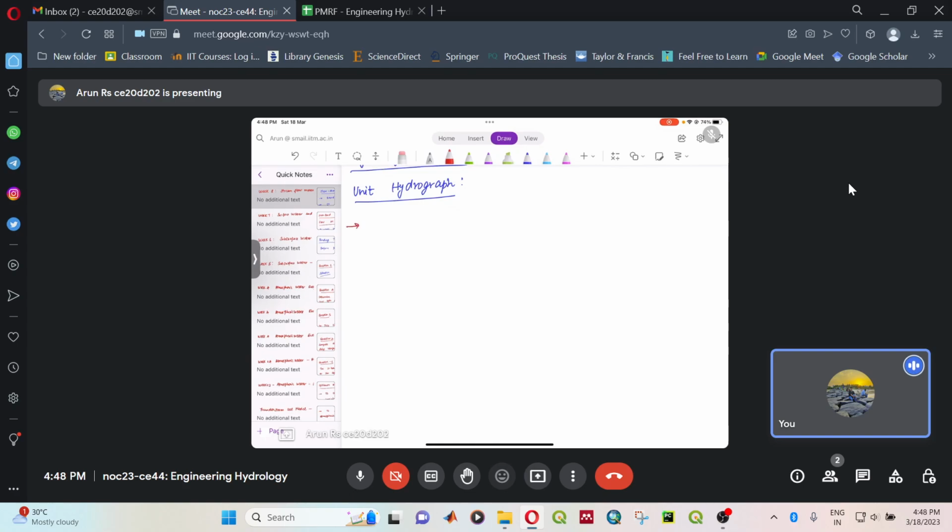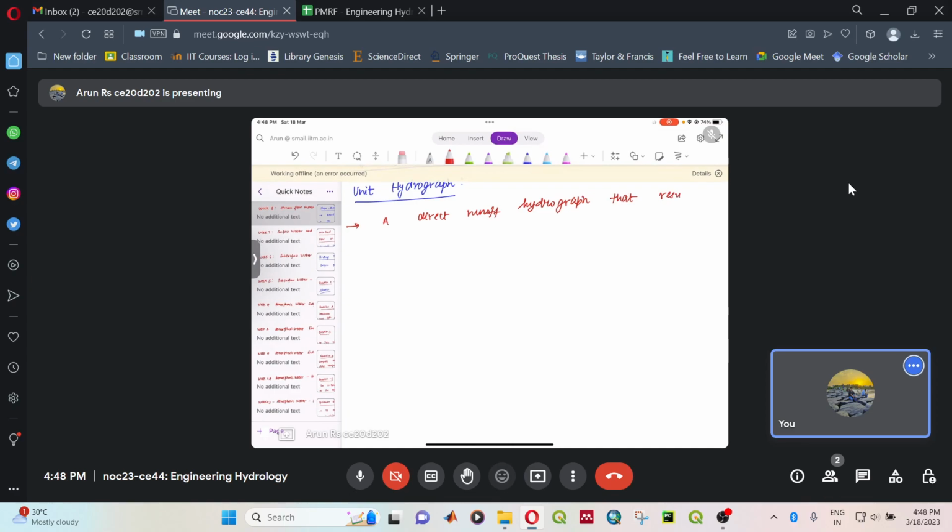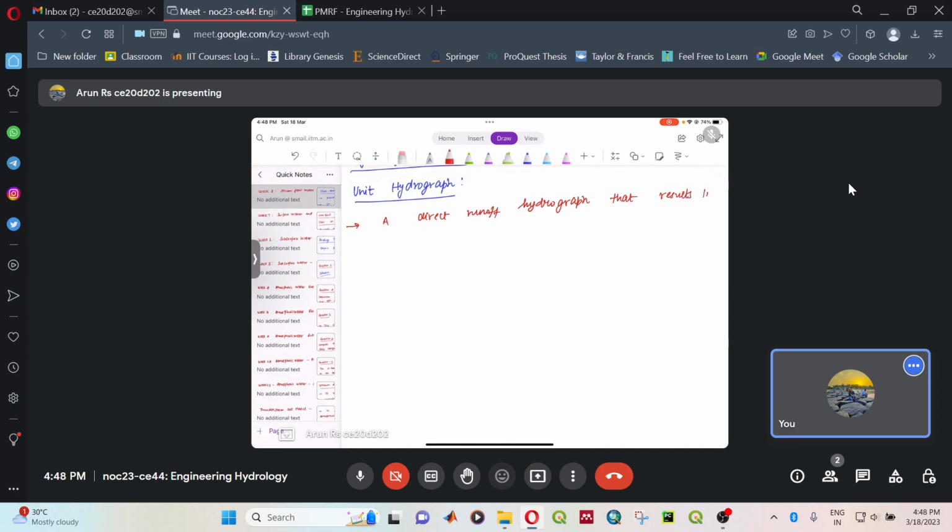So what is a unit hydrograph? A unit hydrograph can be defined as a direct runoff hydrograph that results in a runoff depth of 1 centimeter in a catchment.